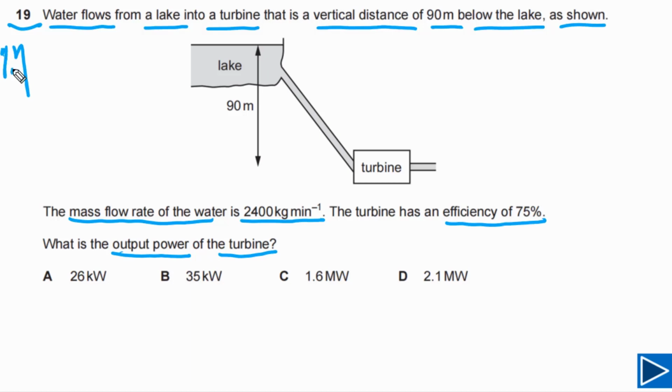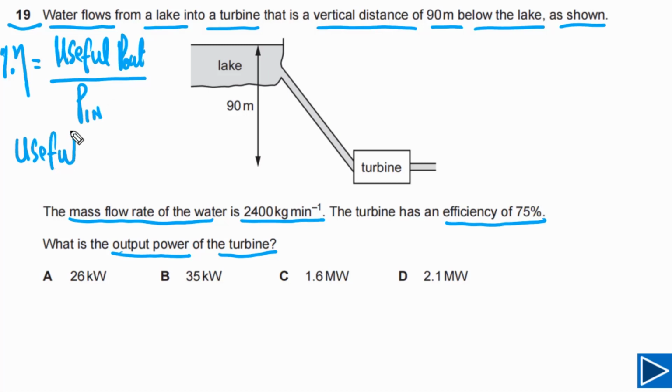So I will be writing here percentage efficiency. This is equal to useful power output, so useful P out, divided by total P in. For this question we need to find out useful power output, or simply we can say P out. That one will be equal to the percentage efficiency times P in, and then we can calculate the value of useful P out.